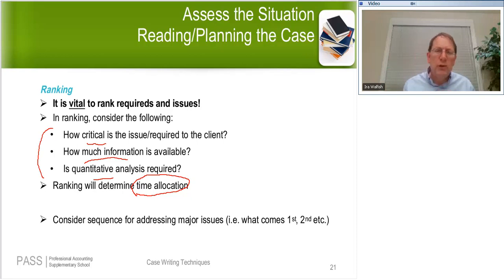You allocate time based on the issues in the case, based on these points right here. How critical, how much information, quantitative, that's how you allocate your time. Don't be thinking elective and core. No. This is how you allocate time. I just explained why it's important. Yes, it is important to spend 25 minutes on some issues and 5 minutes on another. Yes, I need you to rank. I need you to determine time allocation.